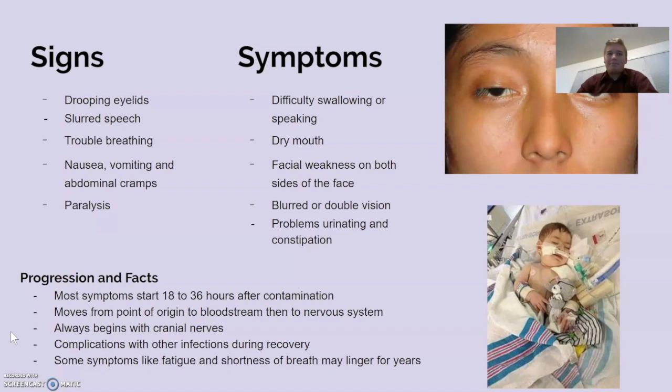paralysis. Some of the other symptoms are difficulty swallowing or speaking, a dry mouth, facial weakness, blurred or double vision, and then also problems urinating or constipation. All of these symptoms are due to the paralytic effect that it has on your body.